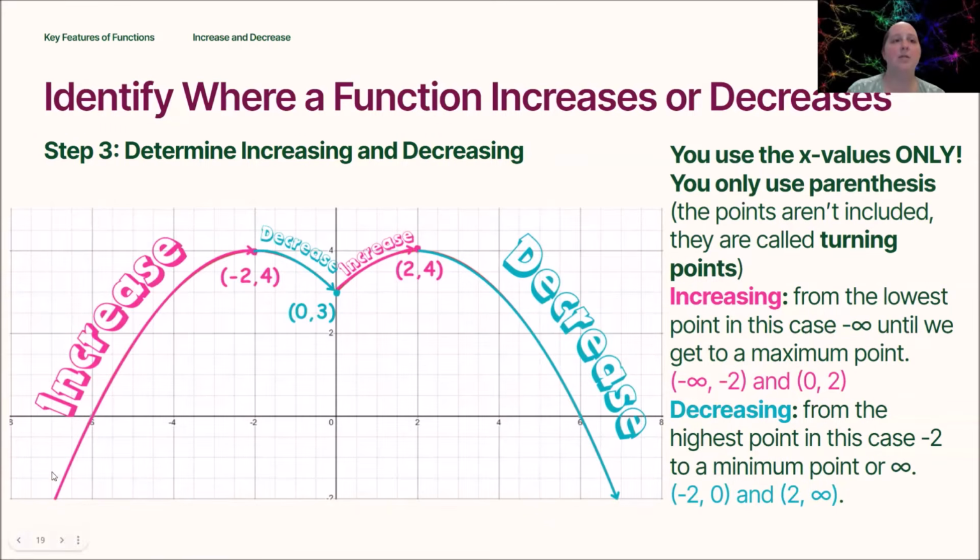So I'm increasing from negative infinity until I get to -2. At -2, I'm going to switch over and decrease. So from -2 until I get to 0, I'm decreasing. And then again I'm going to switch: from 0 to 2, I increase again. And then from 2 to infinity, I'm going to decrease.